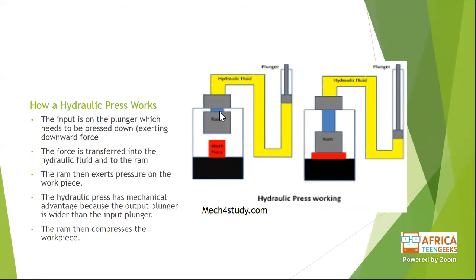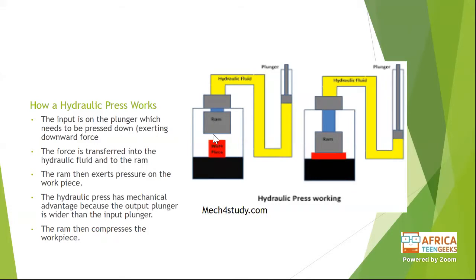Now, there is a part that is called the ram. The ram is what is exerting pressure on the workpiece. This will be the workpiece that is being compressed. Maybe in a garbage truck, this will be the garbage that is being compressed. In that washer making machine, this will be the metal sheet that is being compressed and cut to make those washers.